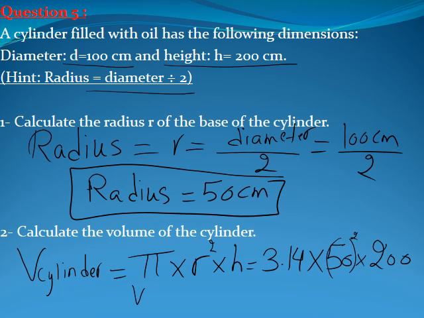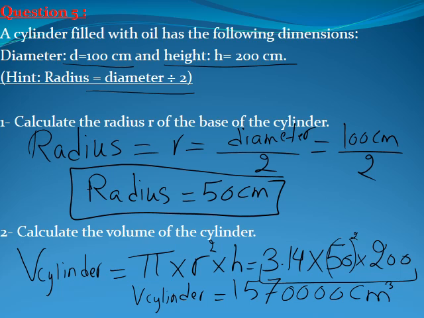So the volume of the cylinder is equal to how much? Can you calculate it? 3.14 times 50 squared times 200. So it will be 157,000 centimeter cube.